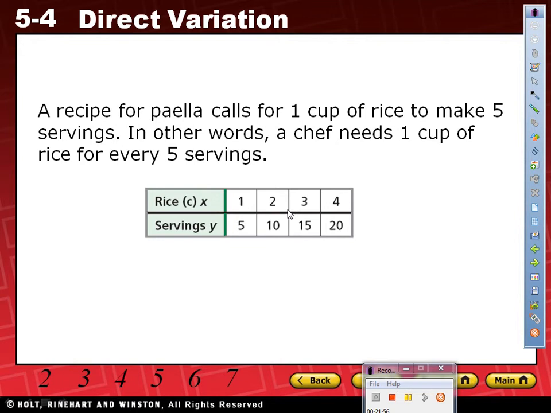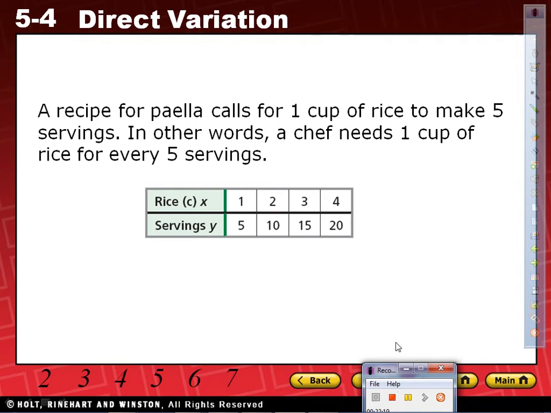Here we go. Copy this table. Copy the table. You don't need to copy the words. Just copy the table. On the table, you're going to write rice, x, and then 1, 2, 3, 4 for the domain. On the y, we're going to write servings, y, and 5, 10, 15, and 20 for the range. We'll write that down, please.